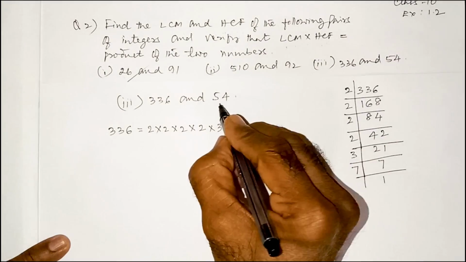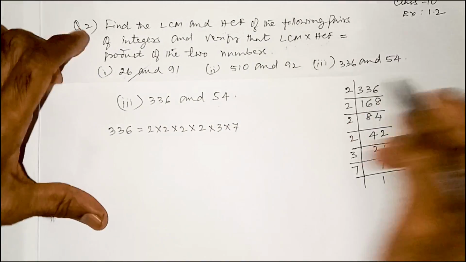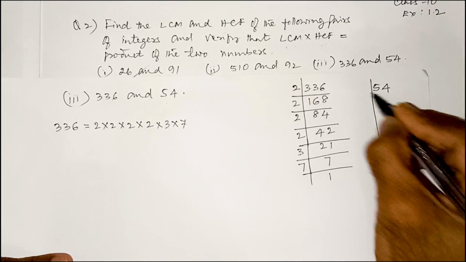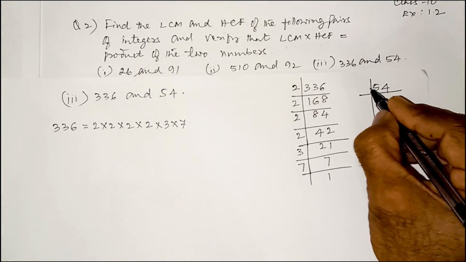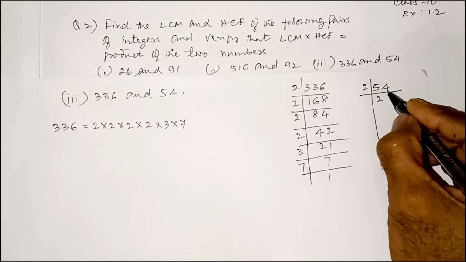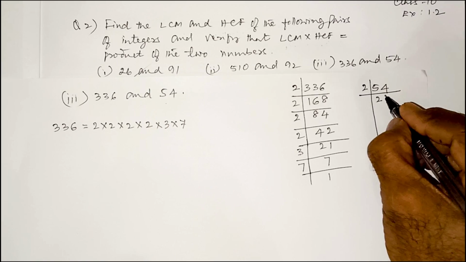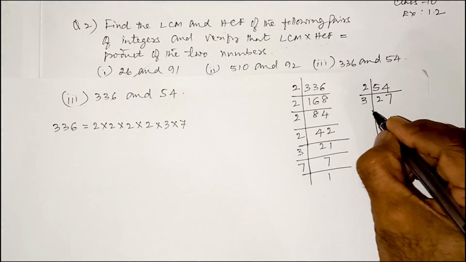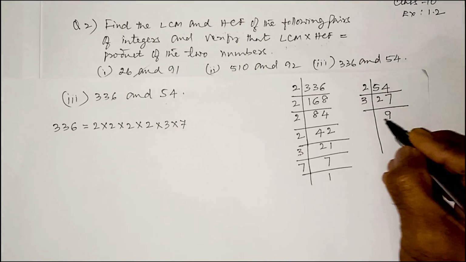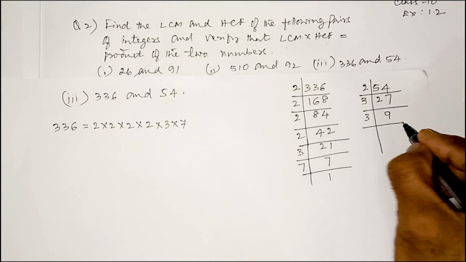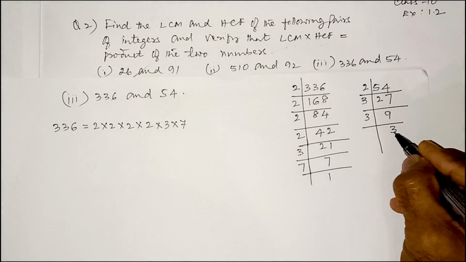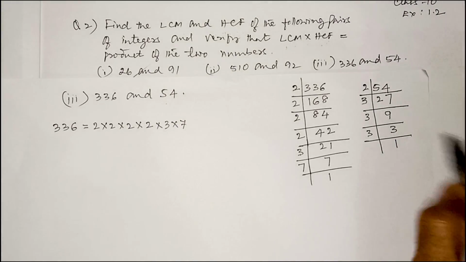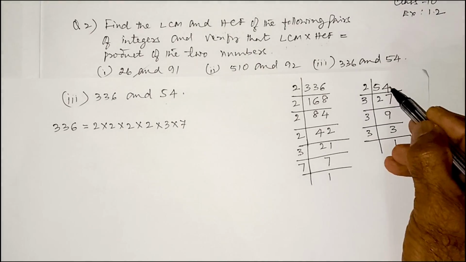Now we will find out the factors of 54. Similarly, write down factors of 54. As it is an even number, you can try with 2. 2 into 2 is 4 and it is 14 now. 2 into 7 is 14. Now you can try with 3. It goes easily 9 times. Try with 3 again. 3 into 3 is 9. Now this is a prime number. It cannot go further, so it is only once. 3 into 1 is 3. These are the factors of 54.